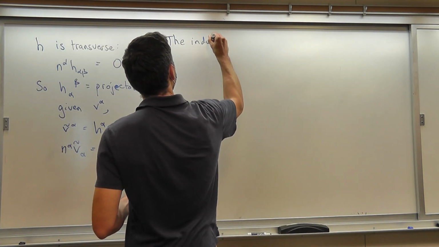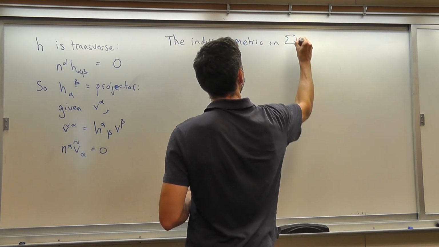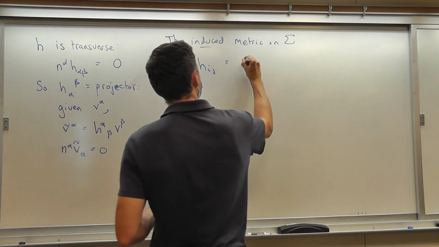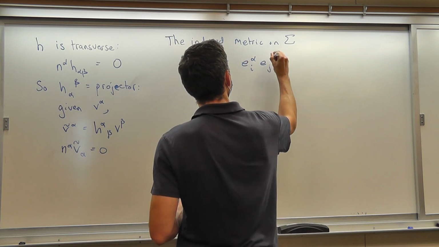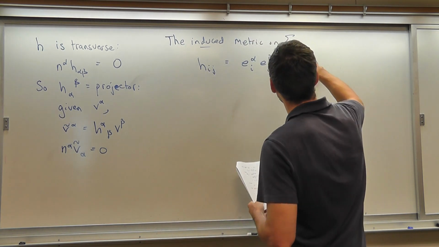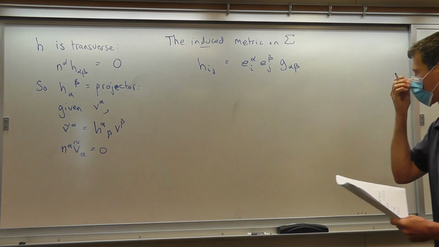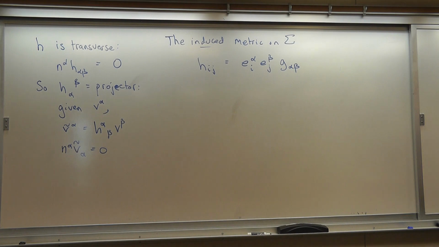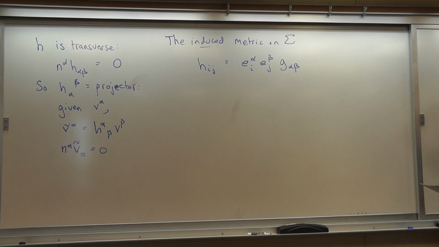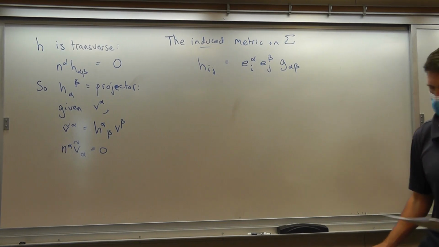The induced metric on the submanifold is Hij equals Ei alpha, Ej beta, H alpha beta. Sorry, G alpha beta. I think it's both, actually. Let me write it this way. So that's the sense in which these E's also act as projectors. They map you from tensors in the big manifold to tensors in the little manifold.